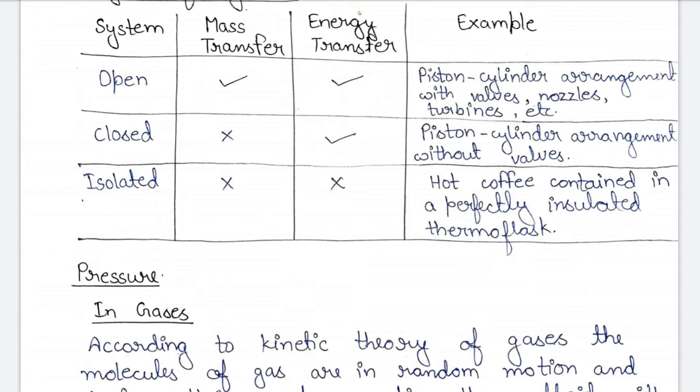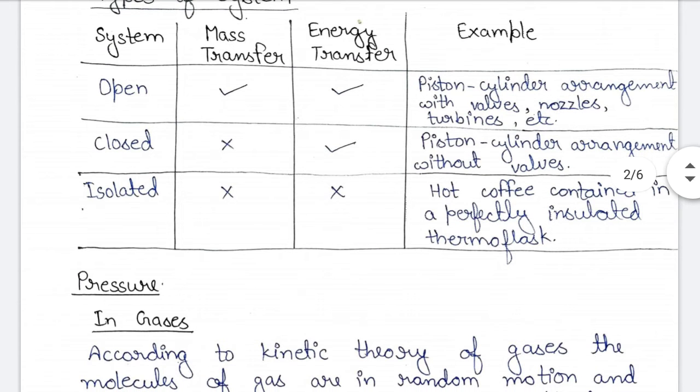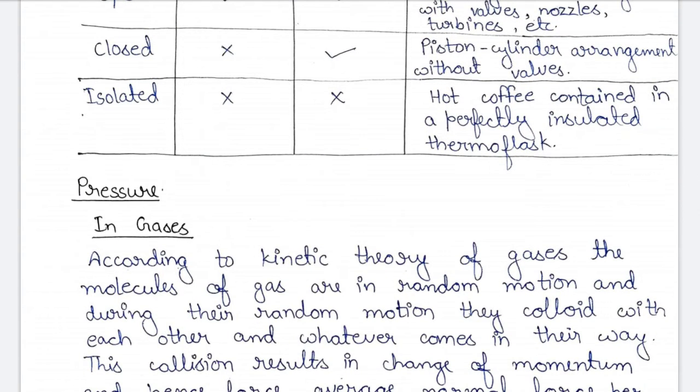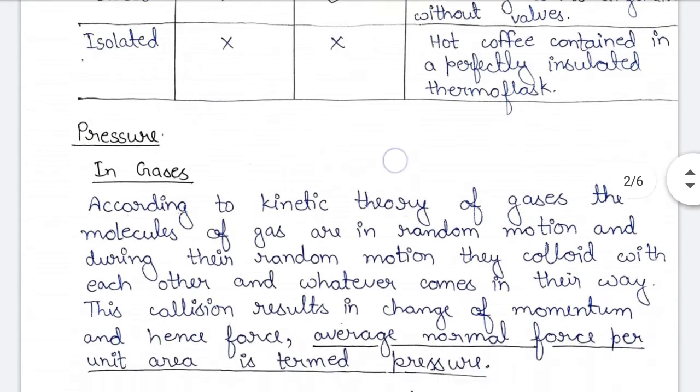Isolated system. In an isolated system, there is no mass transfer and there is no energy transfer between the system and surrounding. A perfectly insulated thermoflask is an example of an isolated system.